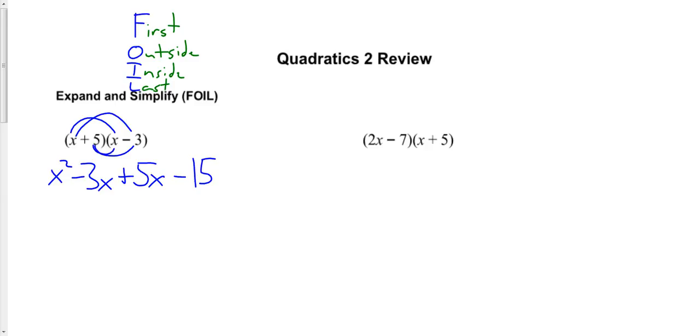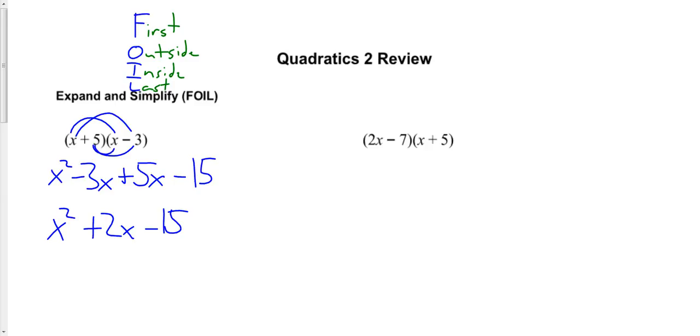So now what I need to do is collect my like terms. So my like terms right now are negative 3x and positive 5x. So I'm going to collect my like terms. I've got x squared, and negative 3x plus 5x leaves me with positive 2x, minus 15. Now you notice there are no more like terms. Each one of the terms in here is its own type of term because they don't share a common variable and they don't share a common exponent.